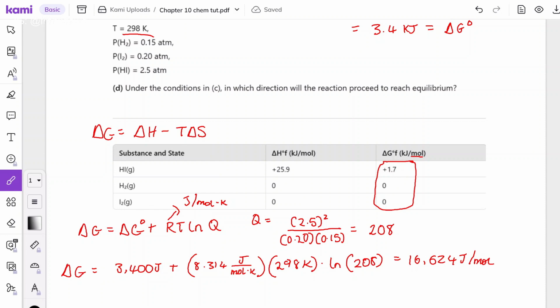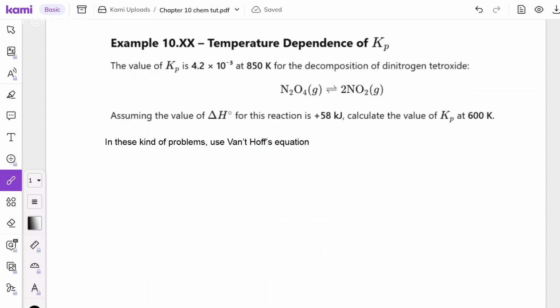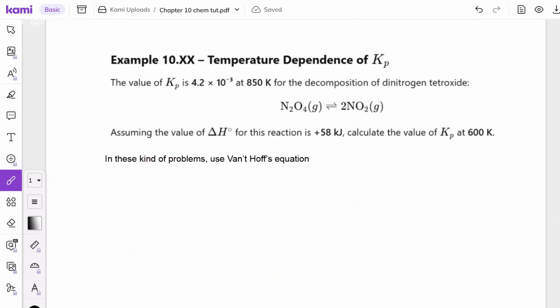And that's the answer for that. For the last problem, if we read through the problem, you can see there's a K value, and there's another K value right here. For these two K values, they give one of the K values here, but they ask you to calculate the other. So we know K1 is given, but we don't know K2.